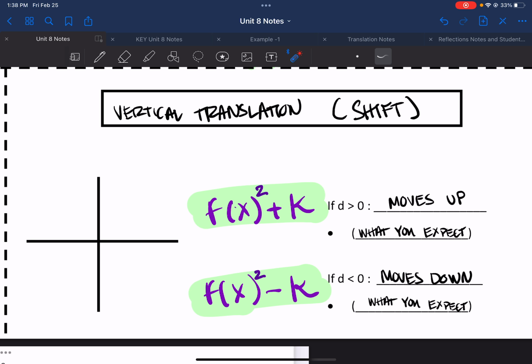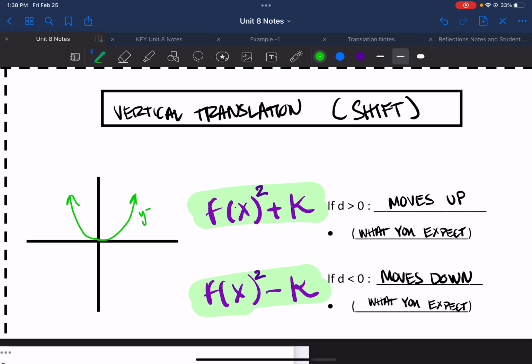Vertical translation, where basically you're shifting up and down. This is probably the easiest to understand, aside from the negatives. When you're adding outside the parentheses, you're just moving up. And when you're subtracting, you're just moving down. So I'll go ahead and draw that real quick because that's probably the easiest to understand, at least to me it is.